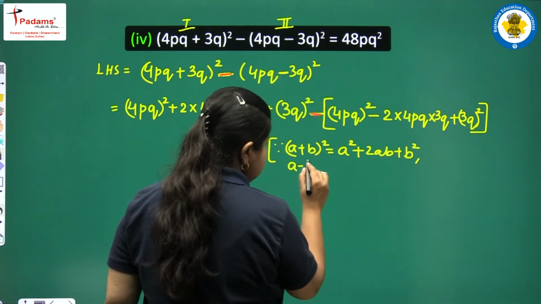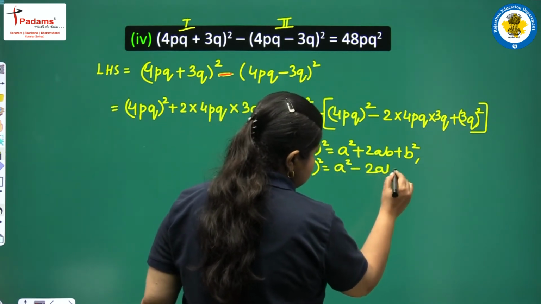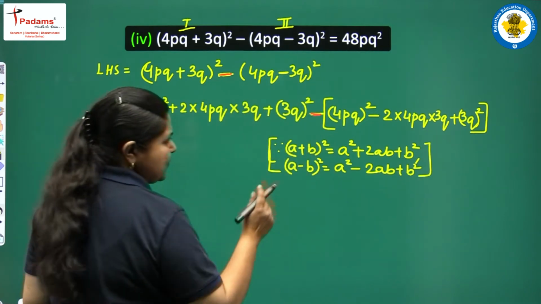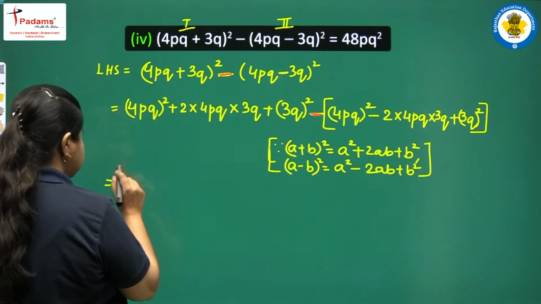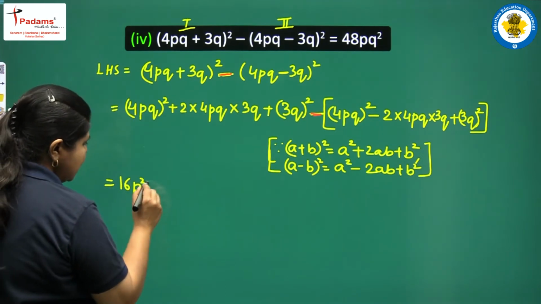And (a minus b) whole square is equal to a square minus 2ab plus b square. These two identities we have used, we can mention them here. Now simplify this expression, this one. 4 square, it's 16 p square q square.